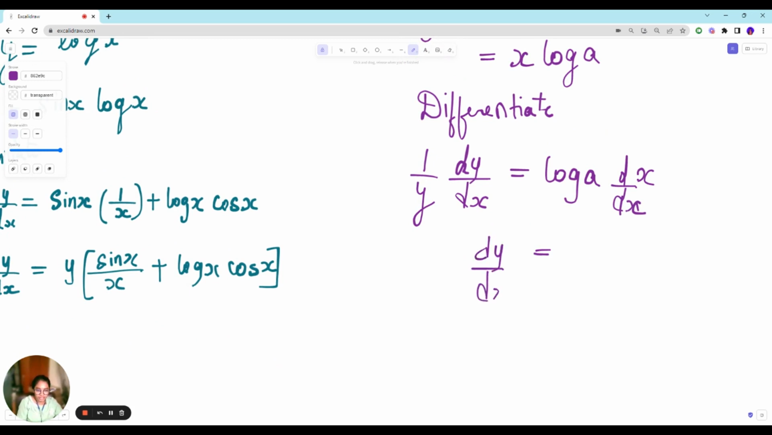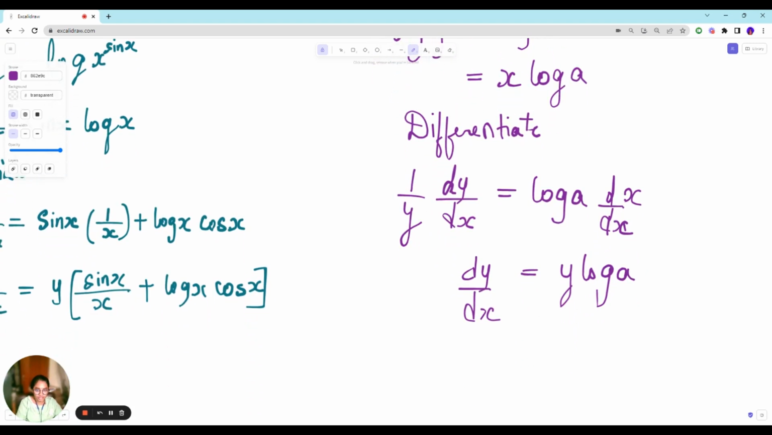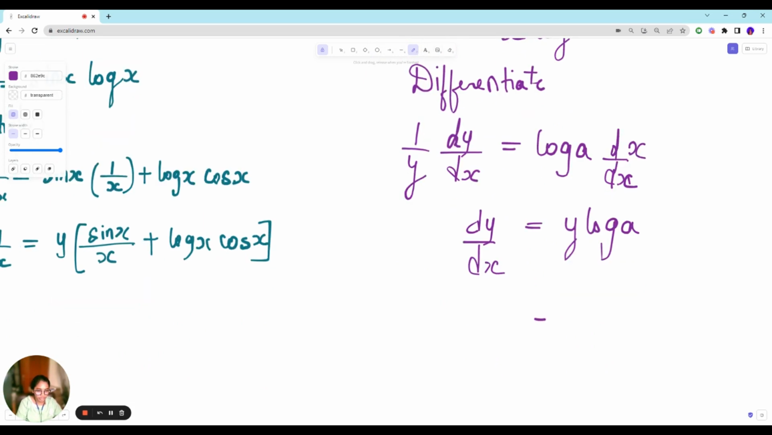So now what happens? Dy by dx is equal to y log a. You can also resubstitute y value from the question. What is y? Y is a power x. So if I substitute y value, that is a power x. This is one of the important formulas in derivatives, that is d by dx of a power x is a power x into log a.